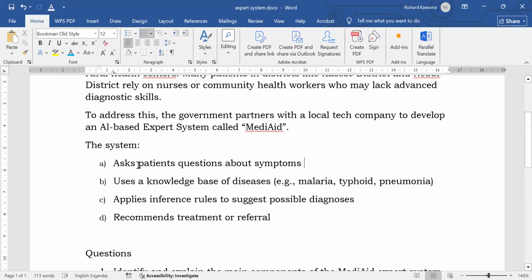So then the system is going to use a knowledge base of diseases. So from the symptoms which you have given the system, it will look at malaria. These symptoms, are they for malaria? Are they for typhoid? Are they for pneumonia? And so on and so forth. Then it applies inference rules to suggest possible diagnosis. Remember inferencing, which we saw in expert systems. We talked about inference. So it will suggest and it recommends the treatment or a referral to the patient. Okay. So that is the scenario case ahead of us.